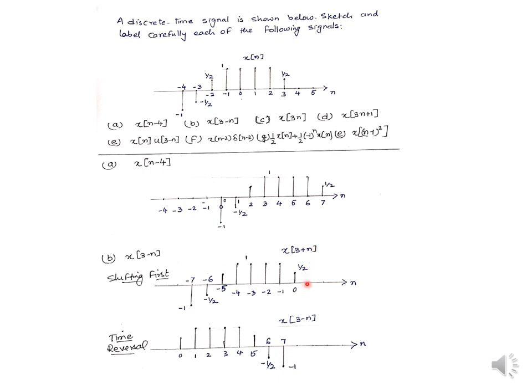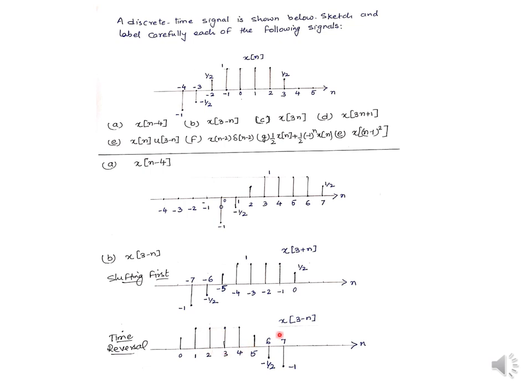Now the next step is you have to do the time reversal. Time reversal means that the value which is at 0 will remain at 0, because 0 and -0 are the same. The value at -1 will change to +1, -2 will change to +2, -3 will change to +3, -4 will change to +4, and so on.